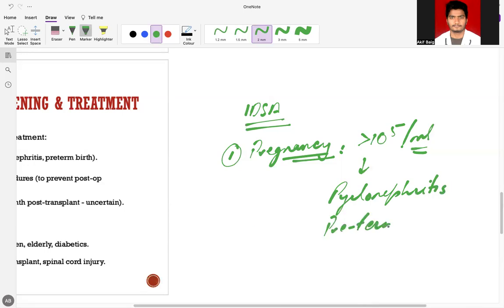So based on this evidence, in pregnant females, even if there are no symptoms, if the urine shows more than 10 to the power of 5 colony forming units, the patient needs to be treated with antibiotics for 5 to 7 days.